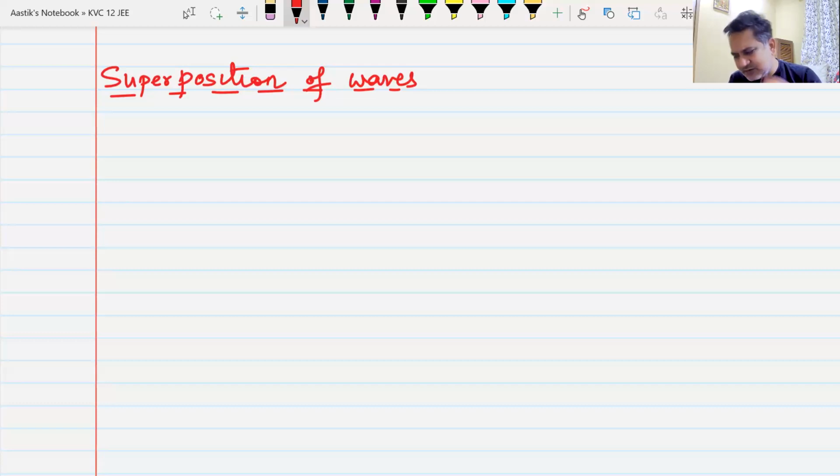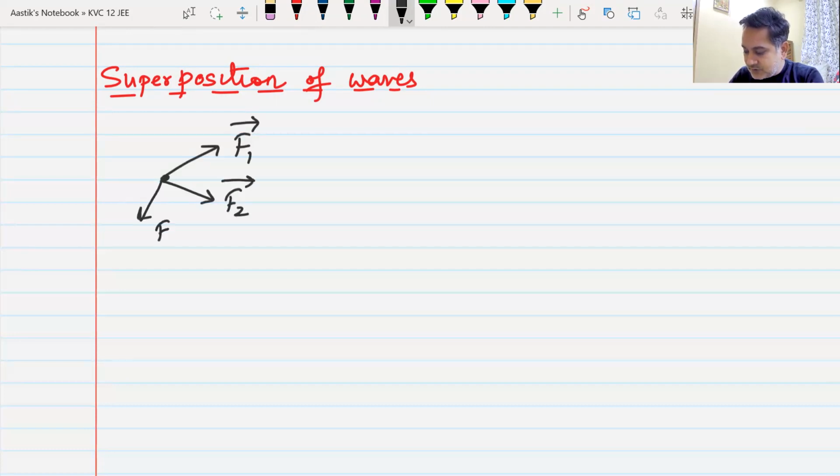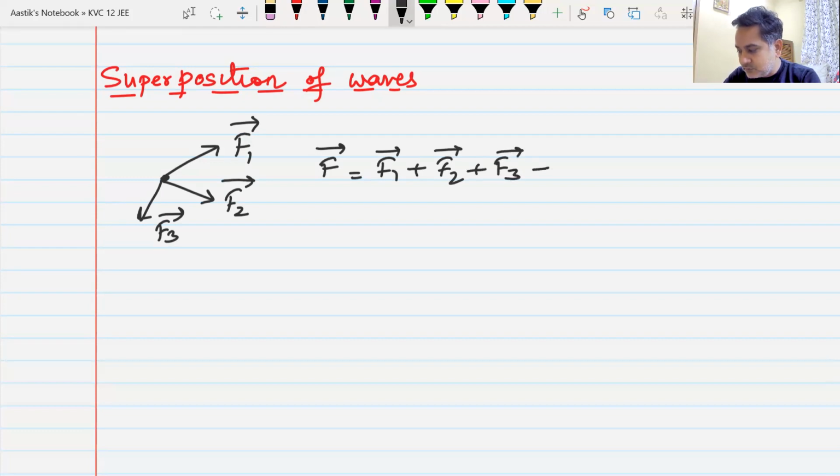Okay, that is superposition of forces, right? So basically what it means is, if at one point there are a number of forces acting on a body, say F1, it is a vector, say F2, it is a vector, say F3, again a vector, and so on. There are n number of forces acting on a body. I can find out the net force. Net force is F1 plus F2 plus F3 and so on. This is known as superposition of forces.